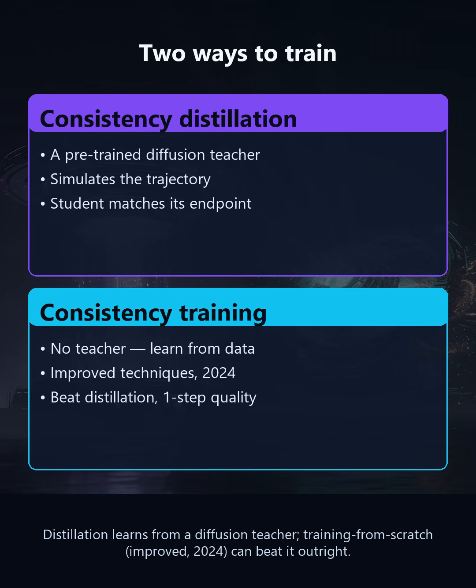There are two ways to train one. Consistency distillation uses a pre-trained diffusion model as a teacher. It simulates the trajectory, and the student learns to match the teacher's endpoint. Consistency training skips the teacher entirely and learns straight from data. Improved techniques in 2024 made training from scratch actually beat distillation, reaching single-step image quality once thought impossible.